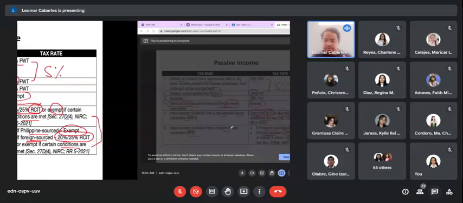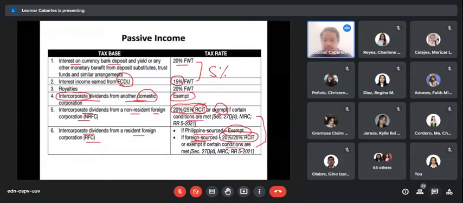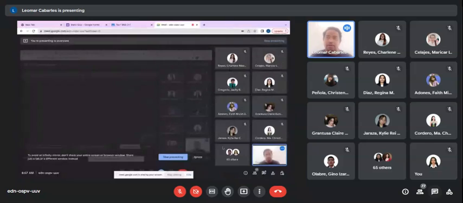Okay? Pag Philippine source, exempt siya, and there are no conditions that need to be complied with. Automatic, pag Philippine source, exempt yung dividend. Okay? Pag foreign sourced, may exempt lang kung yung conditions are met. However, otherwise, subject siya to regular corporate income tax.